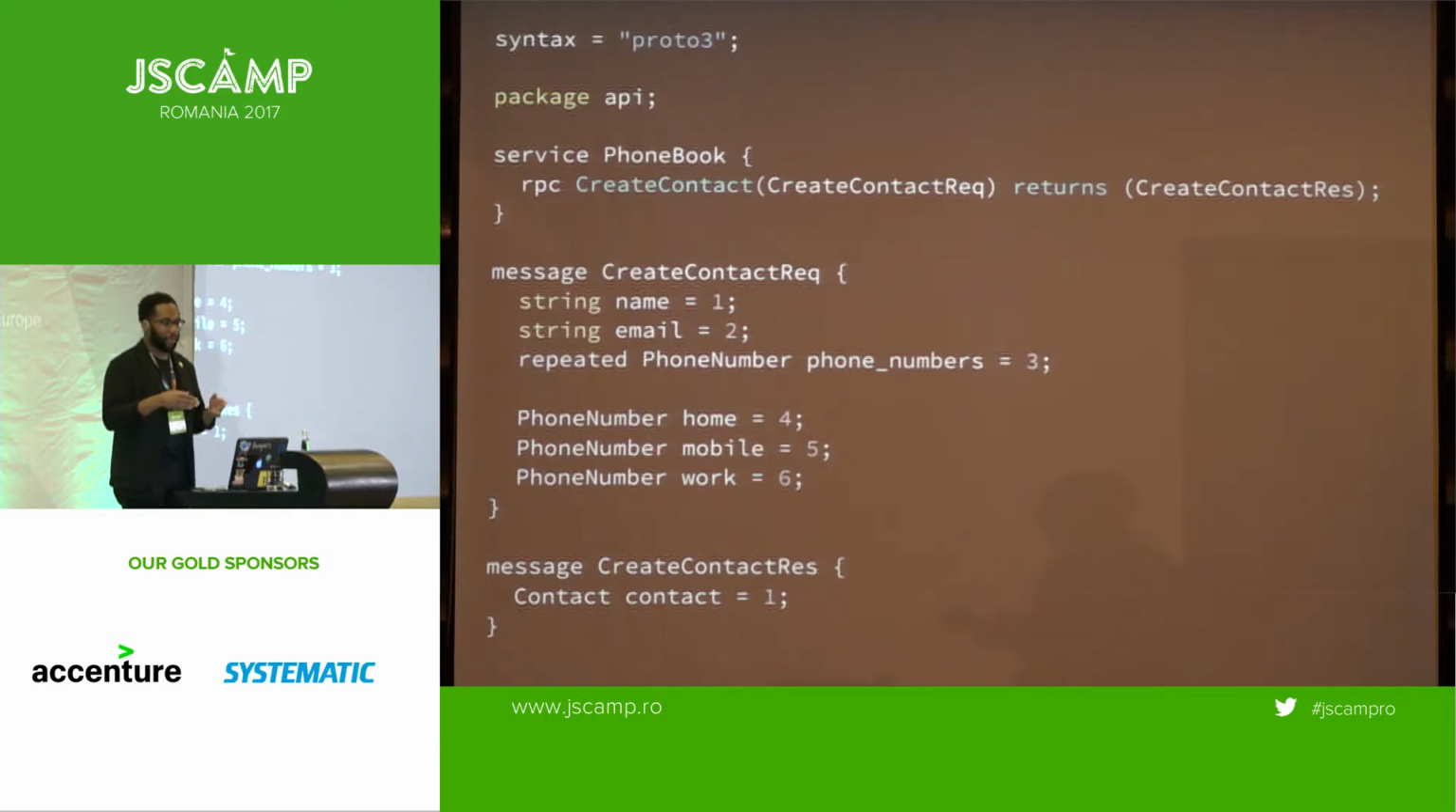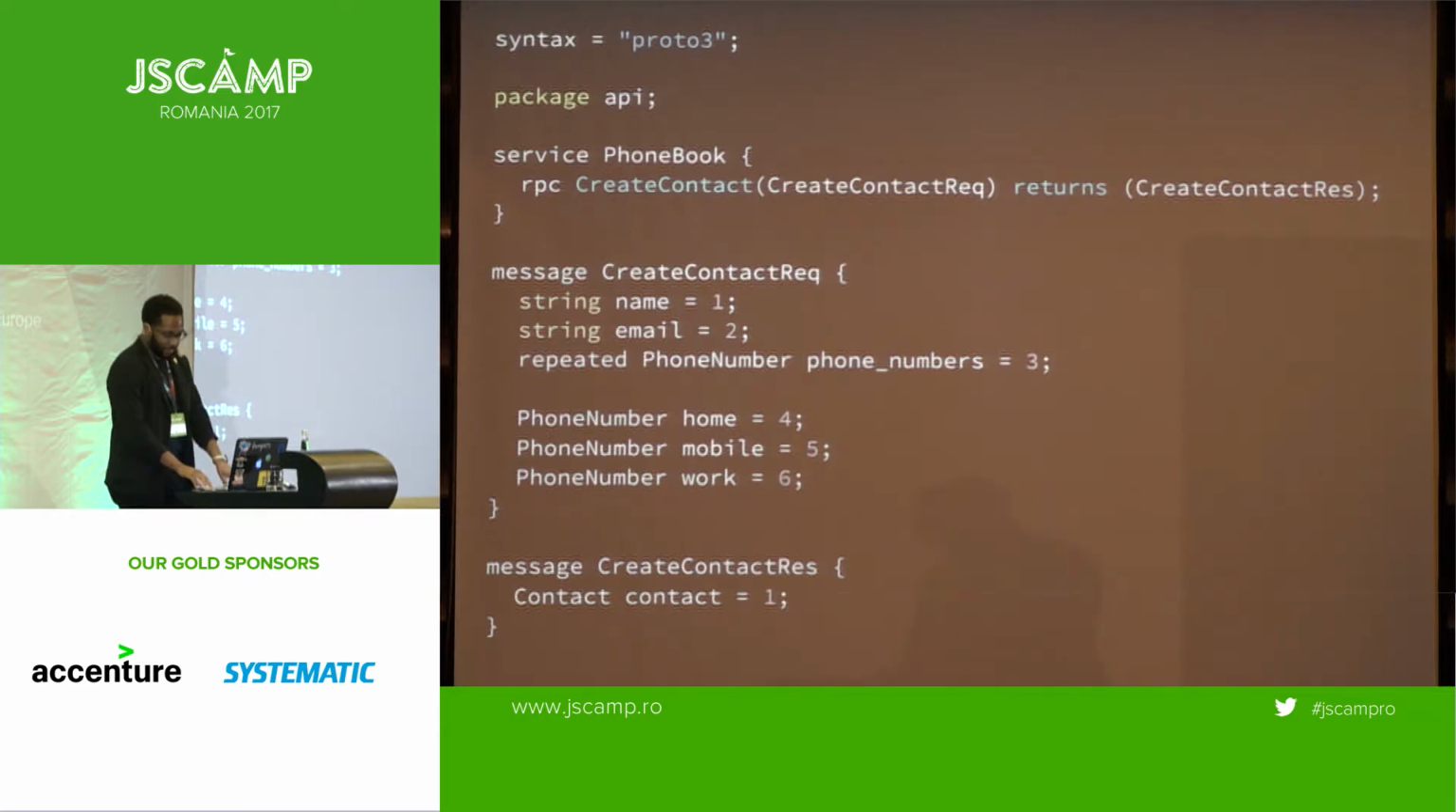And for the sake of our request, if you remember our contact protobuf file from earlier, it's still following the same shape of that protobuf or message. So basically, for create contact requests, we want to give an input of name, email, an array of phone numbers, and a home number, a mobile number, and a work number. And in the response, we're just going to return the contact object that we created.